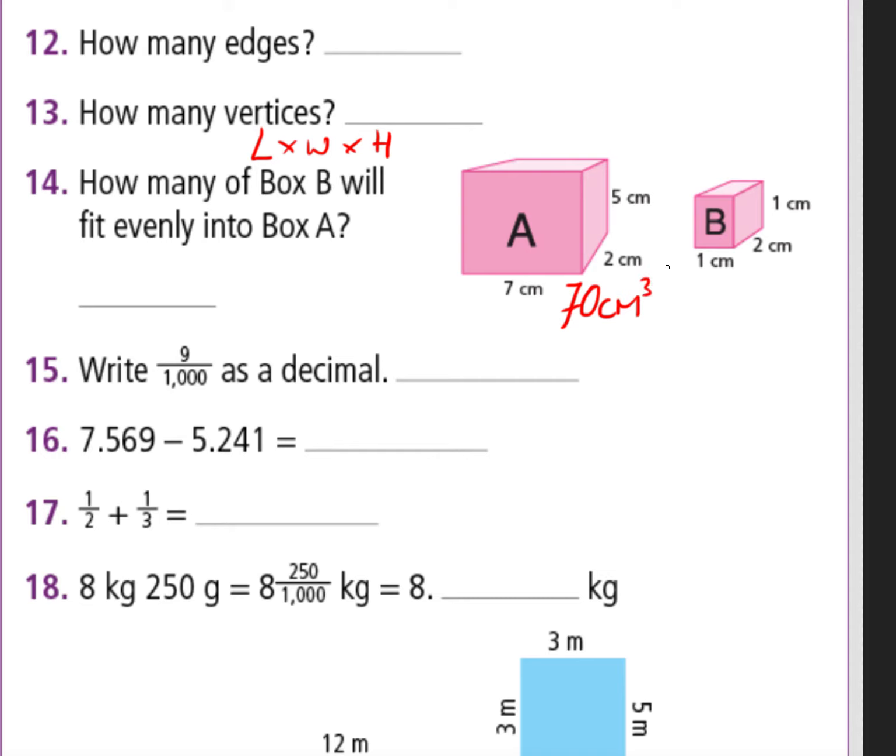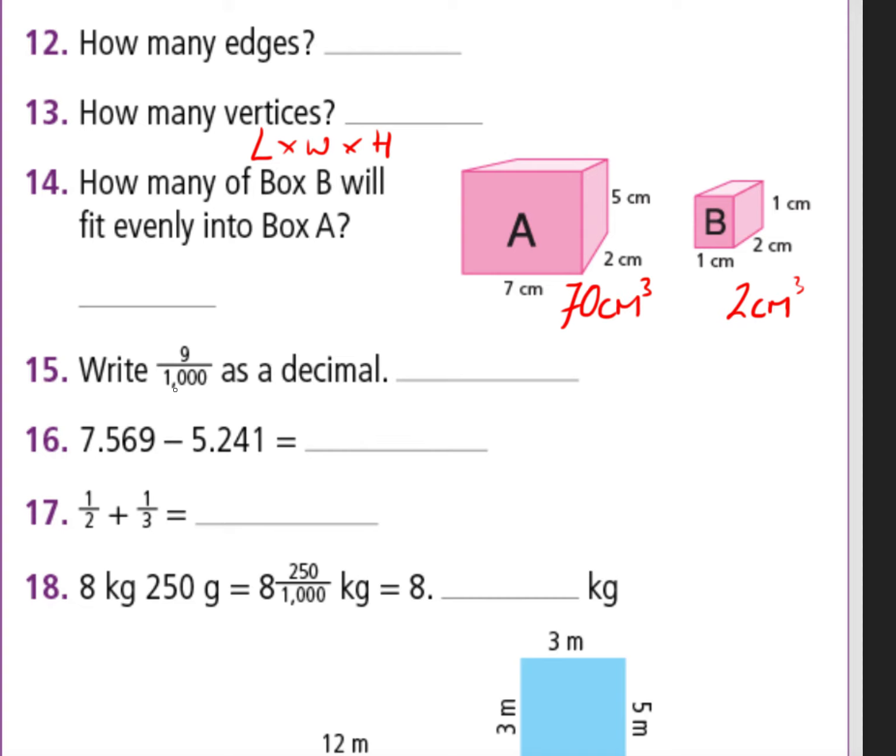That's its volume. This box here is 2 times 1 times 1. So that's 2 centimeters cubed. Now we know how much space each box takes up. This one is 70, this one is 2. We just need to divide this into here to find out how many times box B will fit into box A.